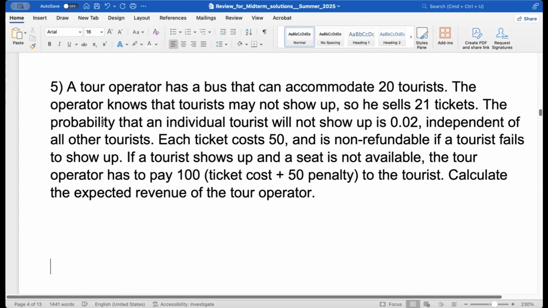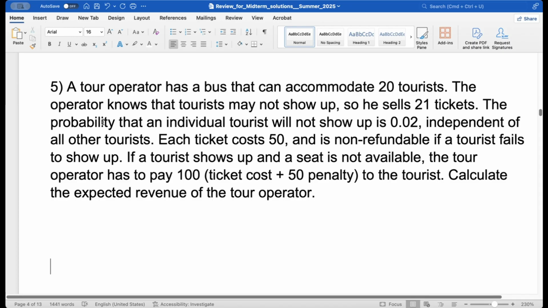A tour operator has a bus that can accommodate 20 tourists. The operator knows that tourists may not show up, so he sells 21 tickets. The probability that an individual tourist will not show up is 0.02, independent of all other tourists. Each ticket costs $50 and is non-refundable if a tourist fails to show up.